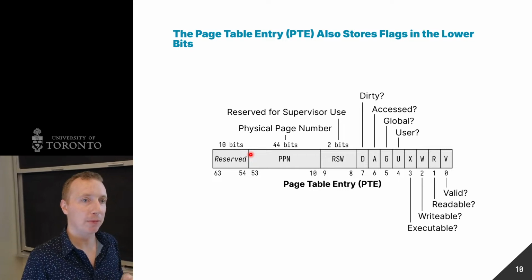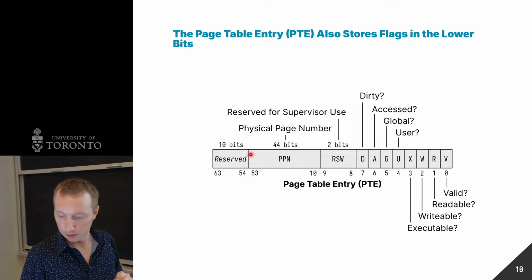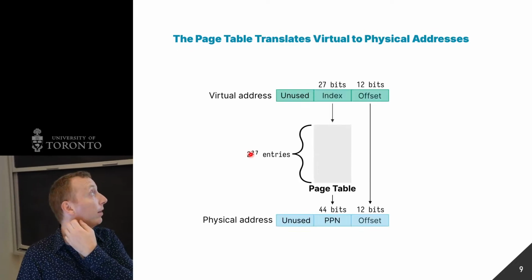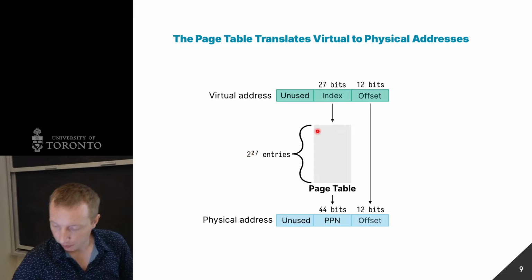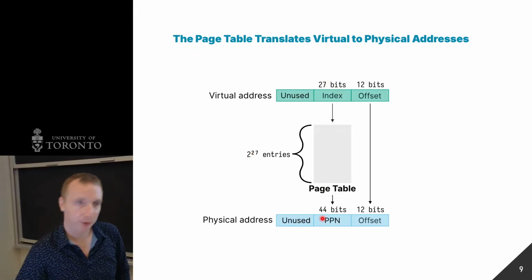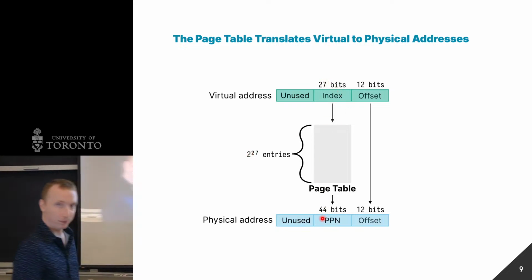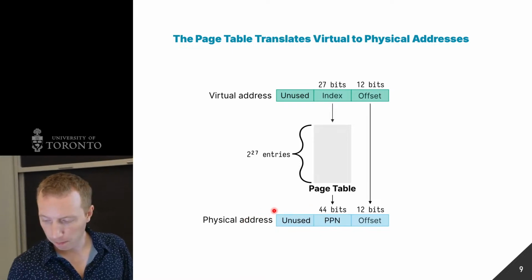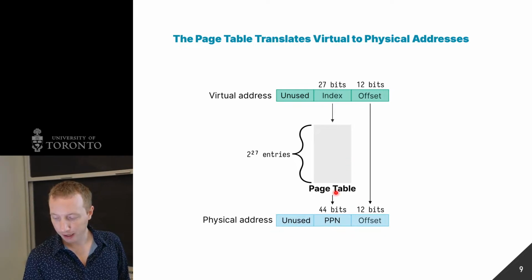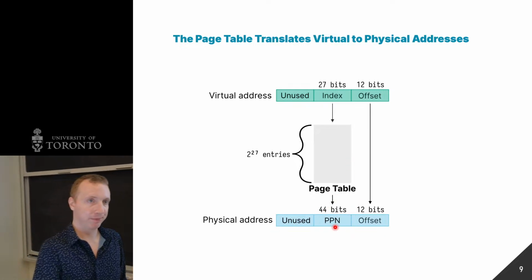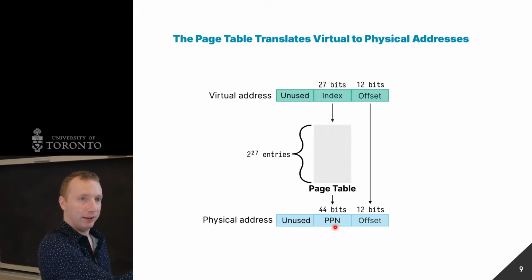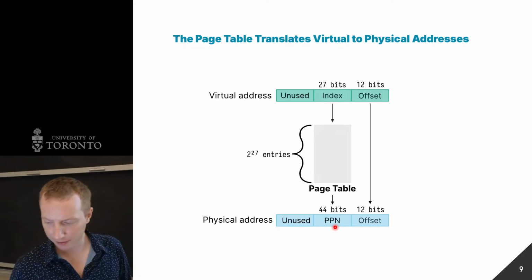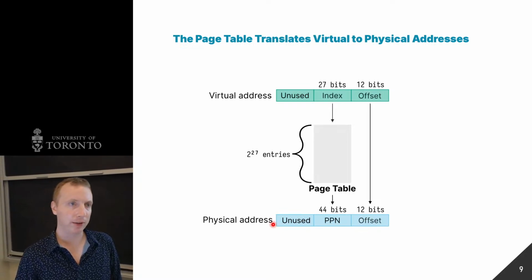Wait, so why is it 44 versus 27 for the physical versus virtual page numbers? Yeah, that's a good question. Why is it 27 versus 44 for virtual to physical? The short answer is the size of this entry, the number of bits here, has to do with the PPN size, which is either going to be 4 or 8 bytes. So it's not really going to make that much of a difference here.